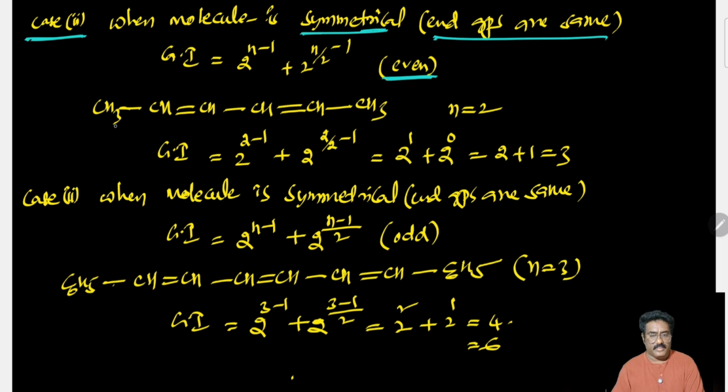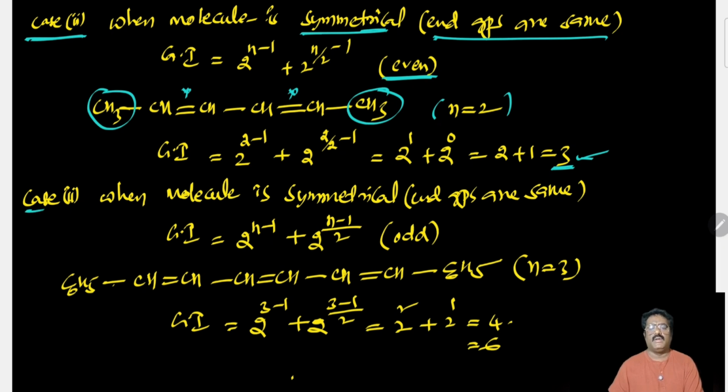Look at an example. The end groups are the same, and the number of stereogenic centers is 2, so n is 2. Substituting, the number of geometrical isomers is 2 power 2 minus 1 plus 2 power 2 by 2 minus 1. That is 2 power 1 plus 2 power 0, and 2 power 0 equals 1. So it is 2 plus 1, which is 3. The number of geometrical isomers is 3.